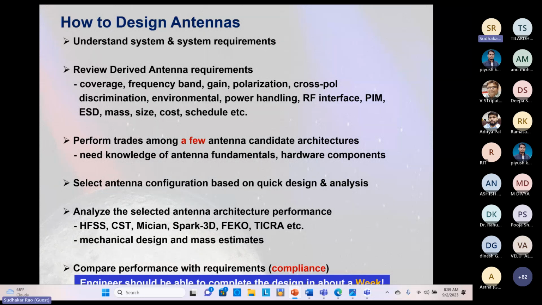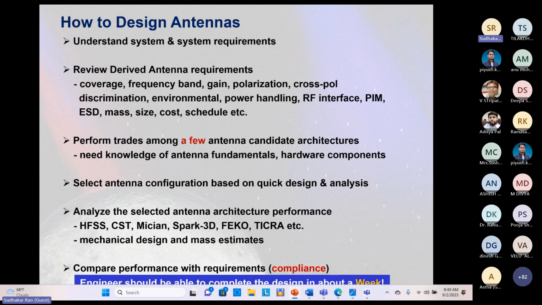So how to design antennas? I think this is the first part. Like I said, understand the system and system requirements. Communication system you need to understand: what are the frequency bands and how the system works. So then you derive the antenna requirements. So what are antenna requirements? Typically for the satellite, it's coverage. What area are you covering through your antenna? Is it a map of India, or coverage of continental US, or a different country, or a small region, or a spot beam, especially for military purposes?